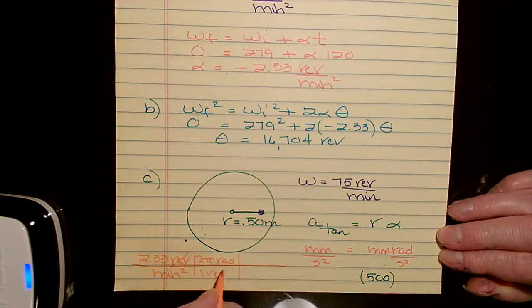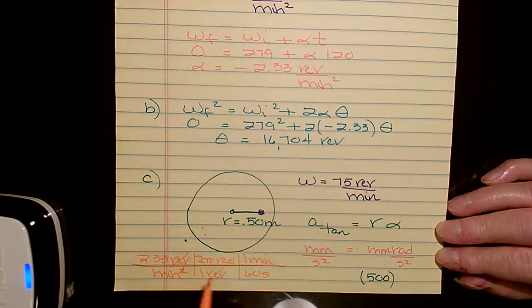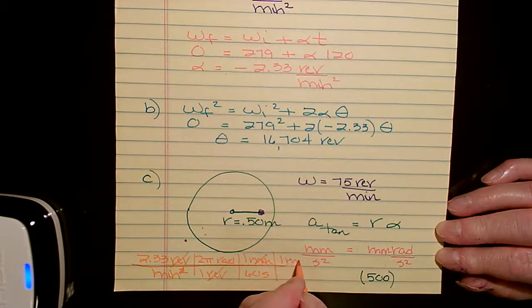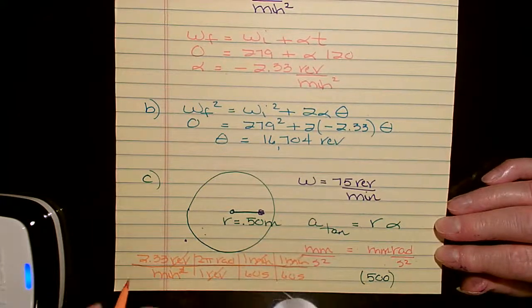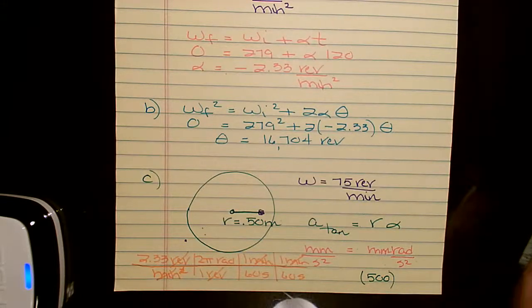So I have my revs cancel. I got my radians. But now I have minutes squared. So I can take care of one of them by going 1 minute is 60 seconds. That would cancel the squared with that minute, but I still have another minute. So I got to do it again. 1 minute is 60 seconds. And now my second minute will cancel. And look what's left. Radians per second squared. So I just have to multiply all this out.